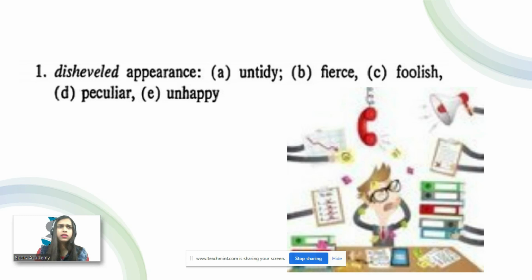Okay, so the first one is disheveled appearance. Option A, untidy, option B, fritzy, C, foolish, D, persical, and E, unhappy. So here I want to see the chat.